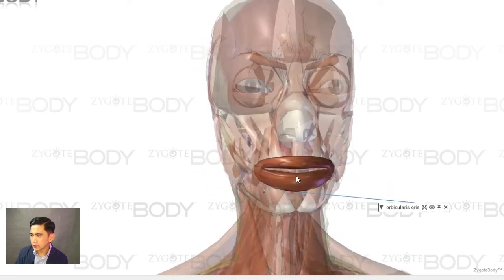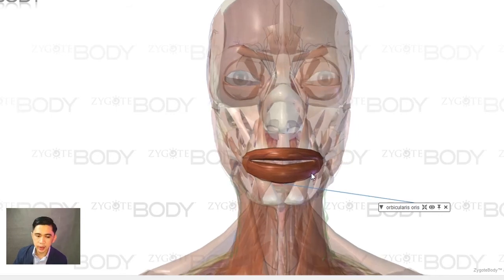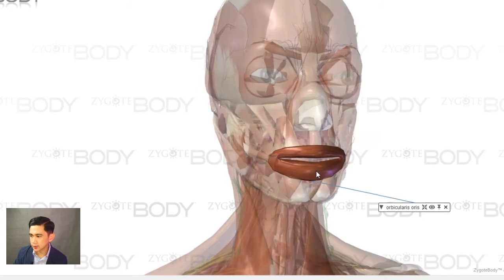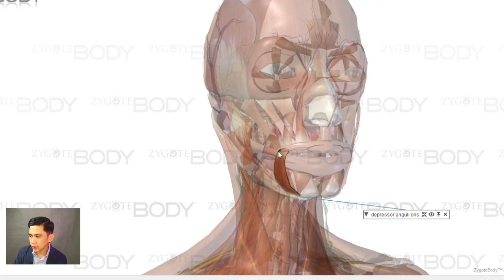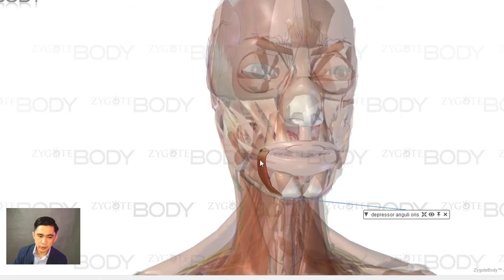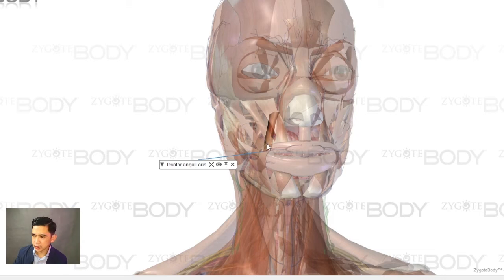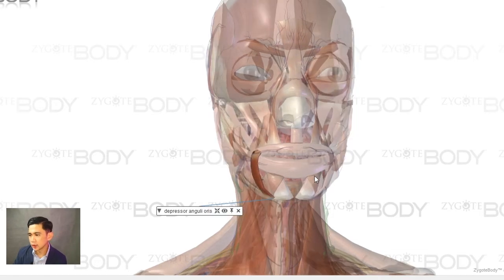Now we have here the orbicularis oris, which controls the aperture of the mouth. These are the muscles producing the smoker's lines and also the muscles implicated in the defect of cleft lip babies. Now going downwards, we have the depressor anguli oris. It depresses the angle, and this produces the marionette lines. Now it has a counterpart, levator anguli oris. Now let's go a little bit more forward. We have the DLI or the depressor labii inferioris. It depresses the lips.